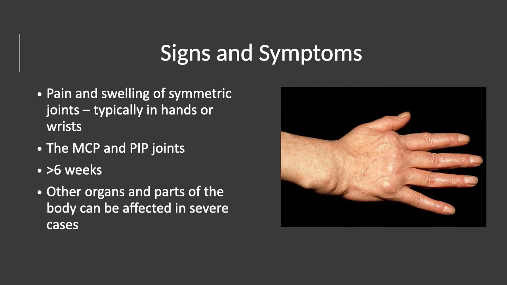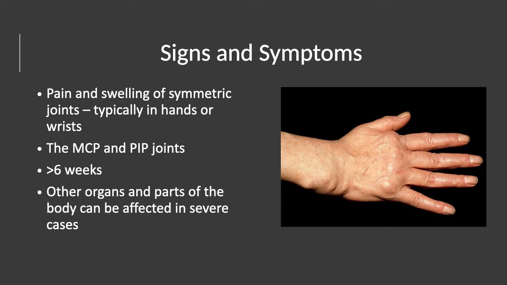Signs and symptoms. Patients will present with pain, swelling, and stiffness of symmetrical joints. This is most commonly in both hands or wrists. The pain and stiffness is worse in the morning and improves with activity and movement. The MCP and PIP joints are most commonly affected. That's the metacarpophalangeal and proximal interphalangeal joints. The pain is ongoing, lasting longer than 6 weeks.